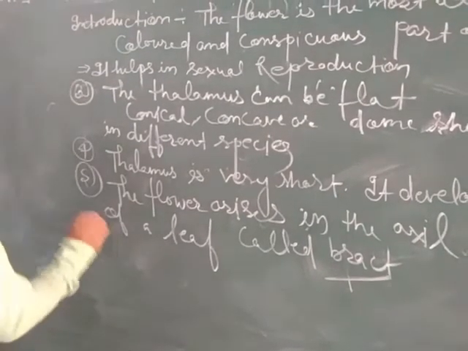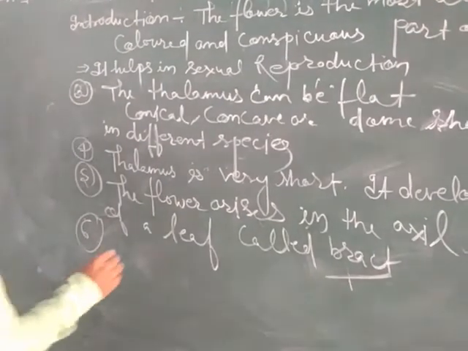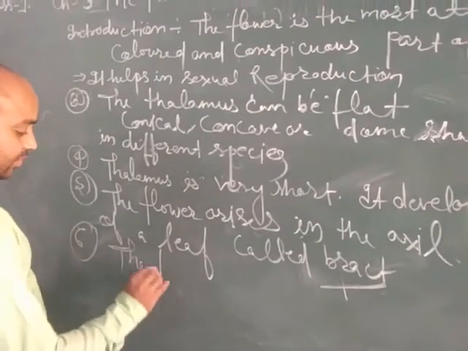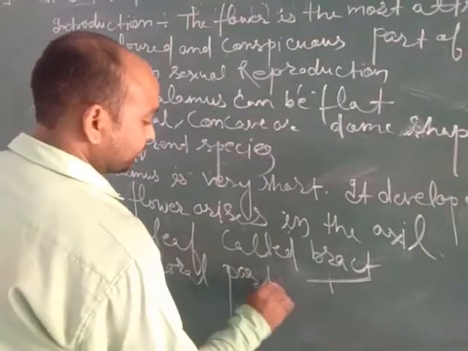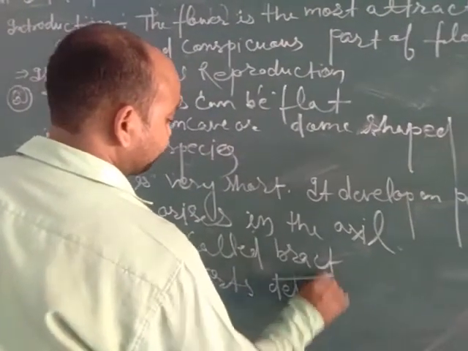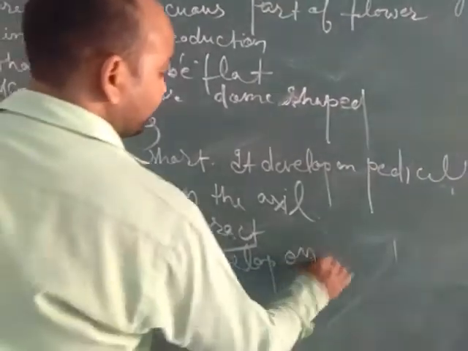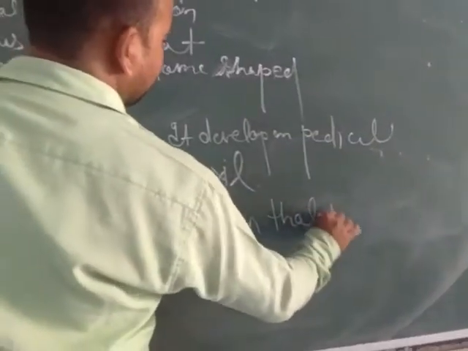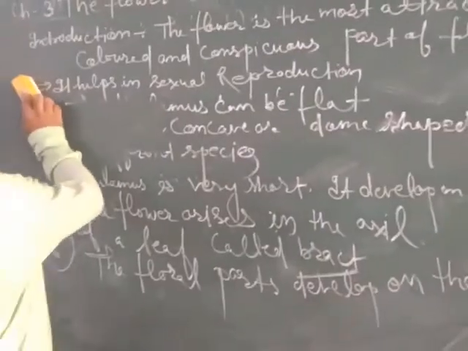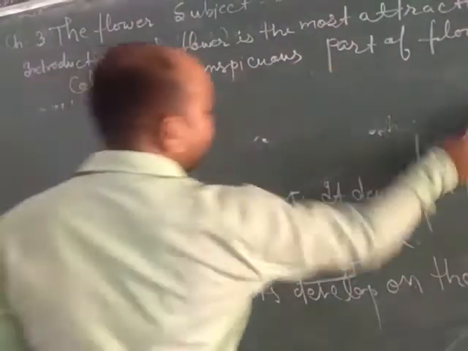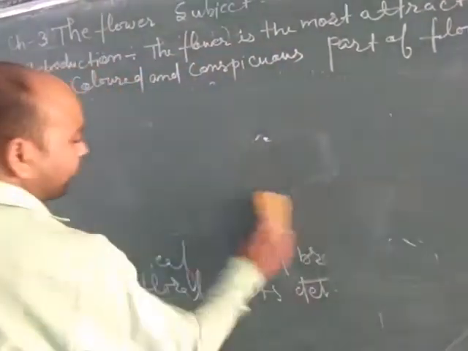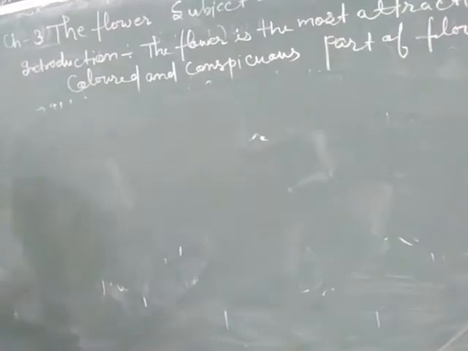Now the sixth point is that the floral parts develop on the thalamus. Floral parts develop on the thalamus. Now the next characteristic of the flower we will discuss is that different flowers contain different reproductive parts.